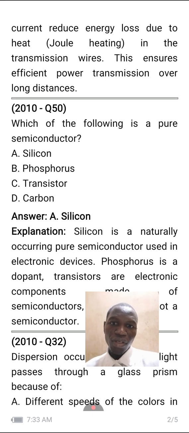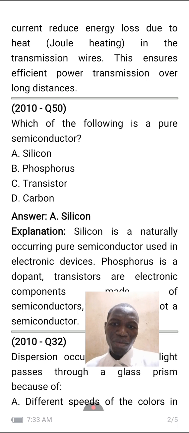D, carbon. All right, first of all, carbon is never a semiconductor. You see, I've removed that. It can never be an answer. Transistor is an instrument. So an instrument can never be a semiconductor.